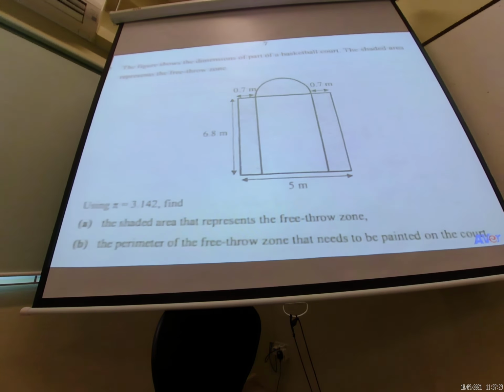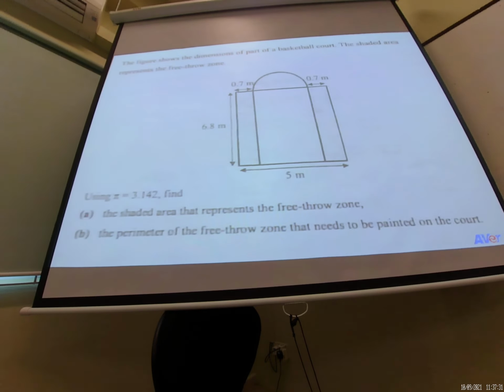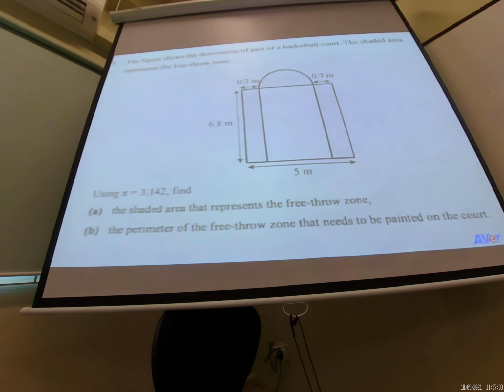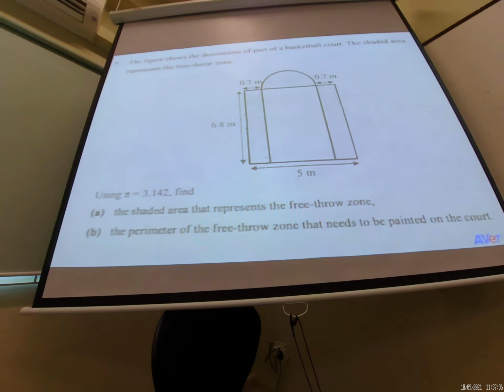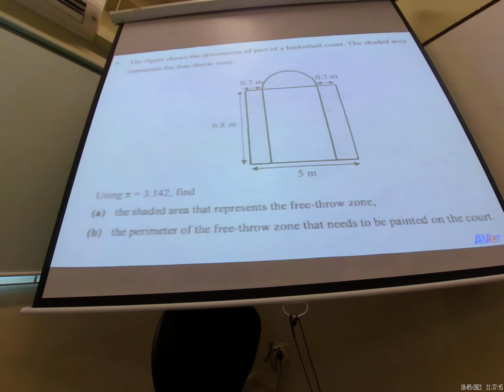Okay. This question is testing you on area and perimeter of a plane figure. The figure shows the dimension of a part of a basketball court. The shaded area represents the free throw zone. Then for those of you who play basketball, don't go and think that you know better which one is the free throw zone. Okay, just follow what the question says.